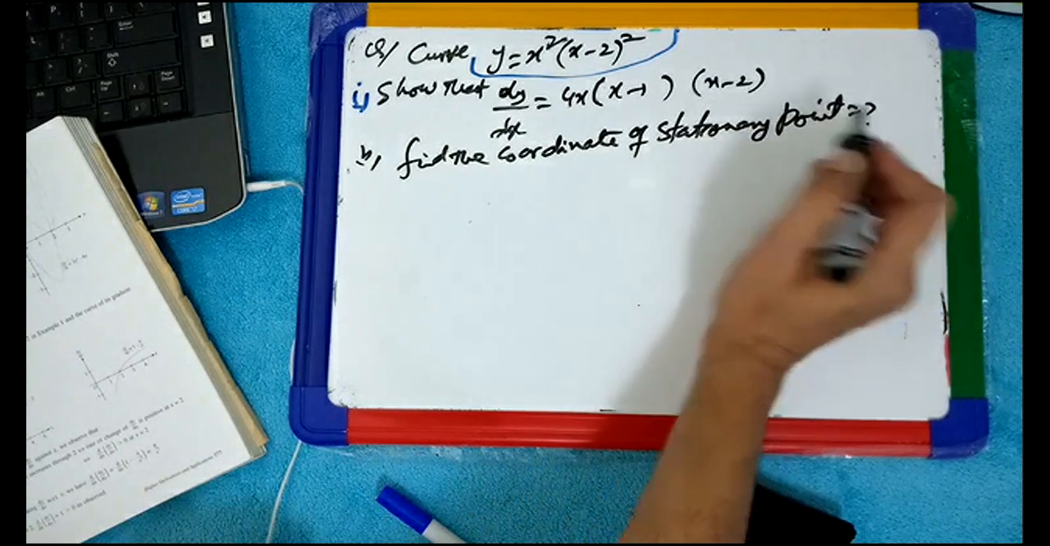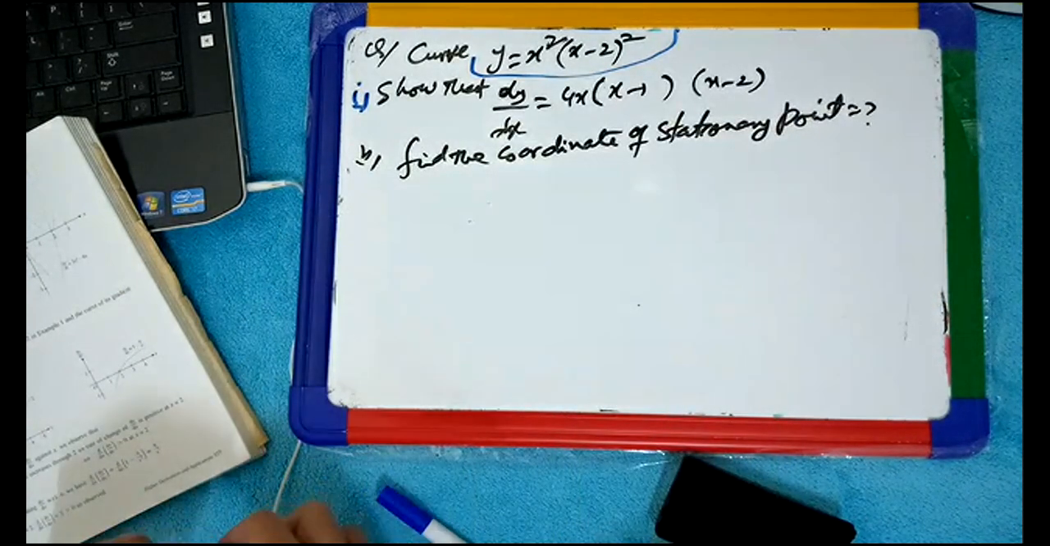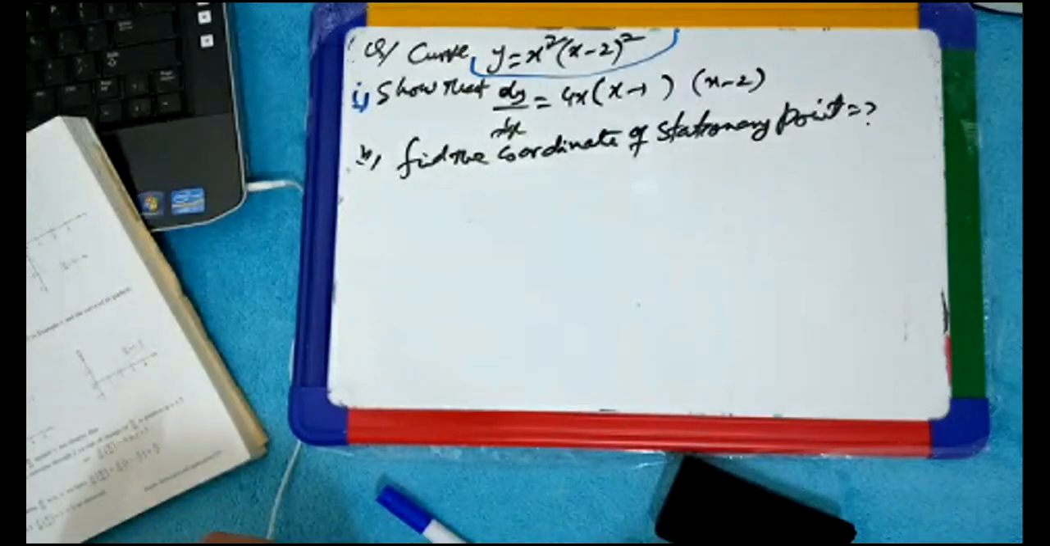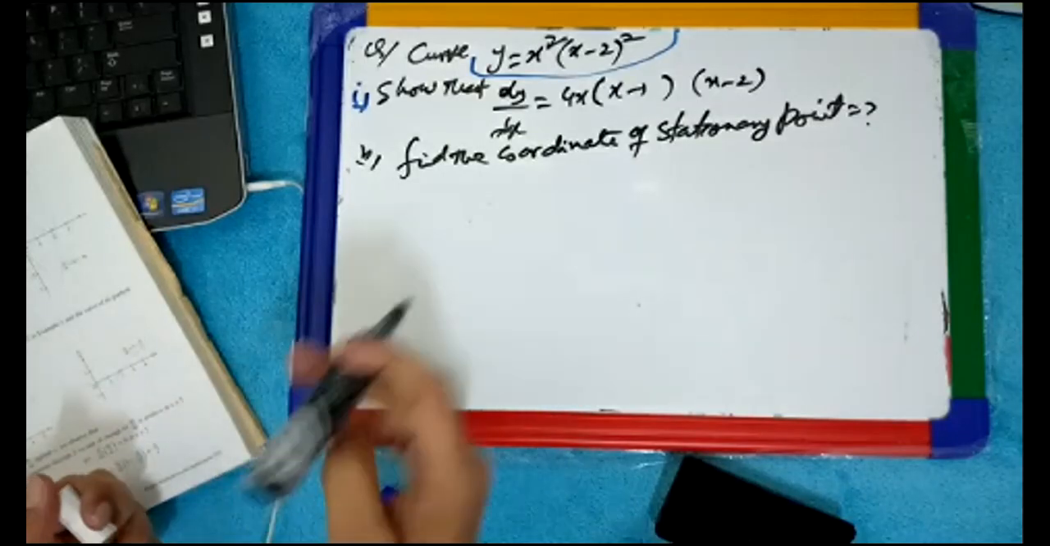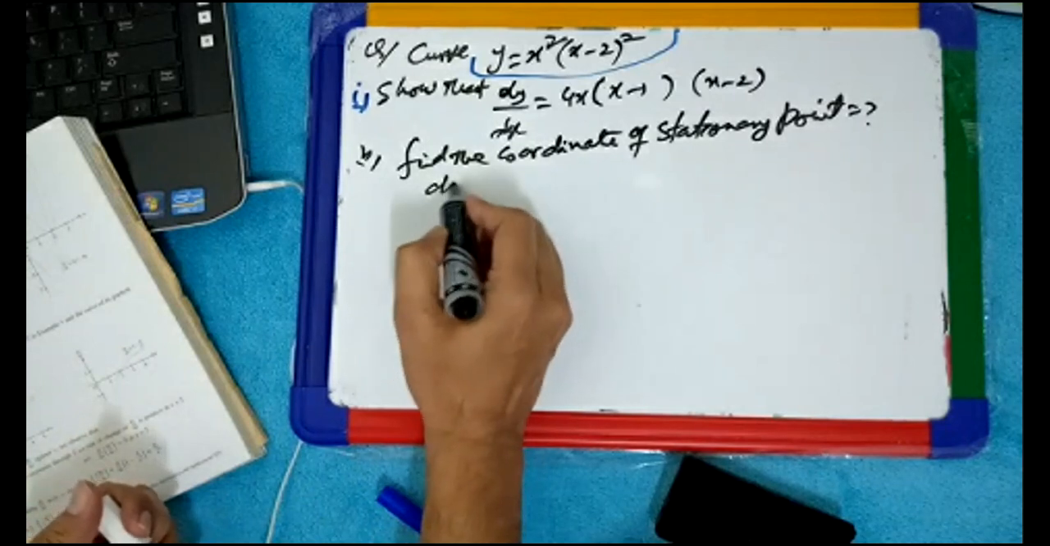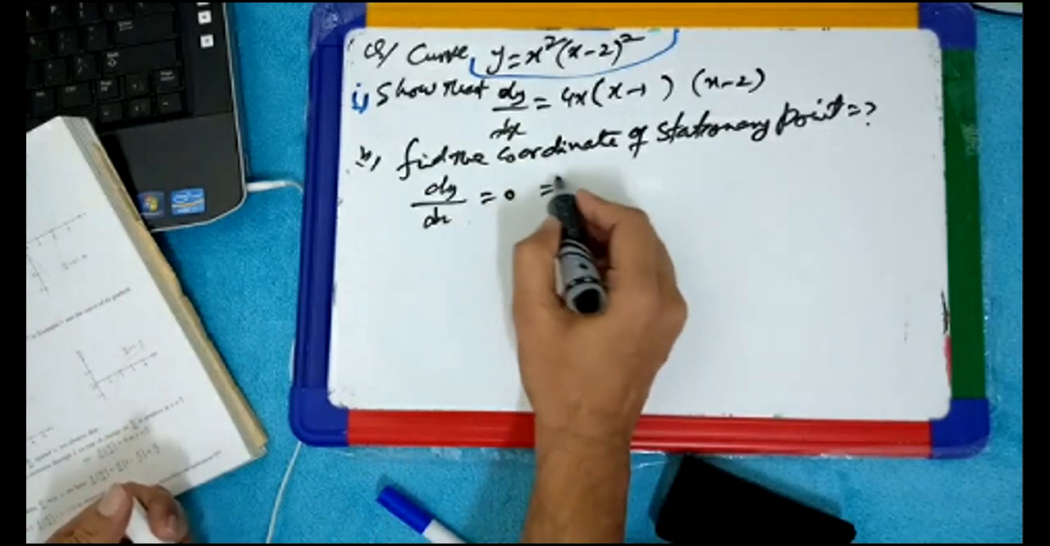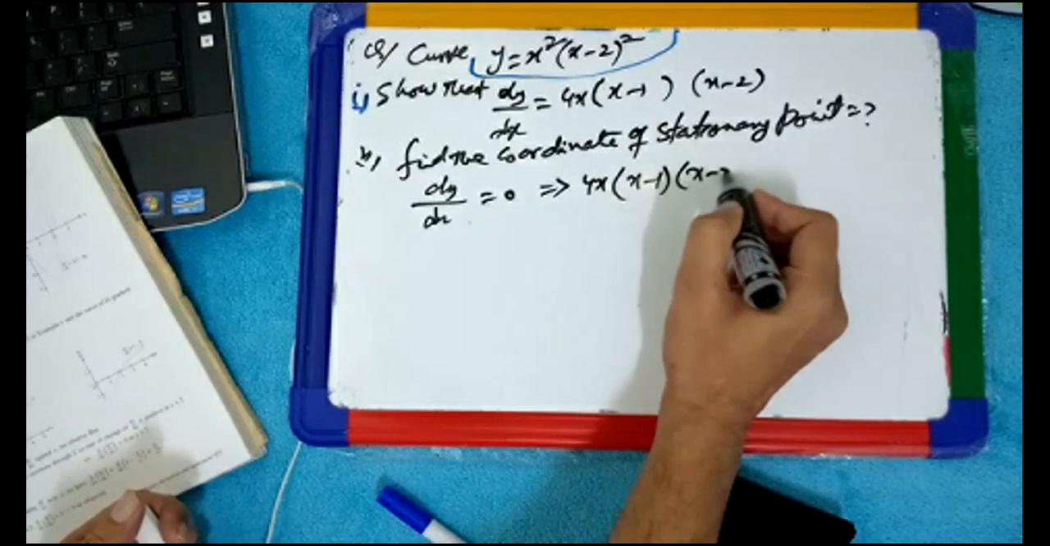So what did I tell you in order to find the coordinate of a stationary point? First you have to find the derivative of it. We already did that and it was already given also, we proved it. And then you have to set y dash equal to zero, meaning dy over dx equal to zero. So I have to put this one equal to zero, right? 4x times (x minus 1) times (x minus 2) equal to 0.